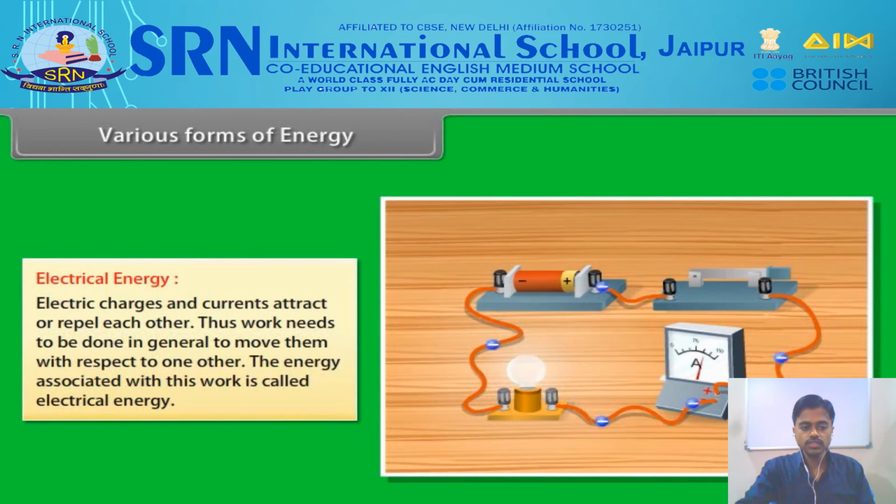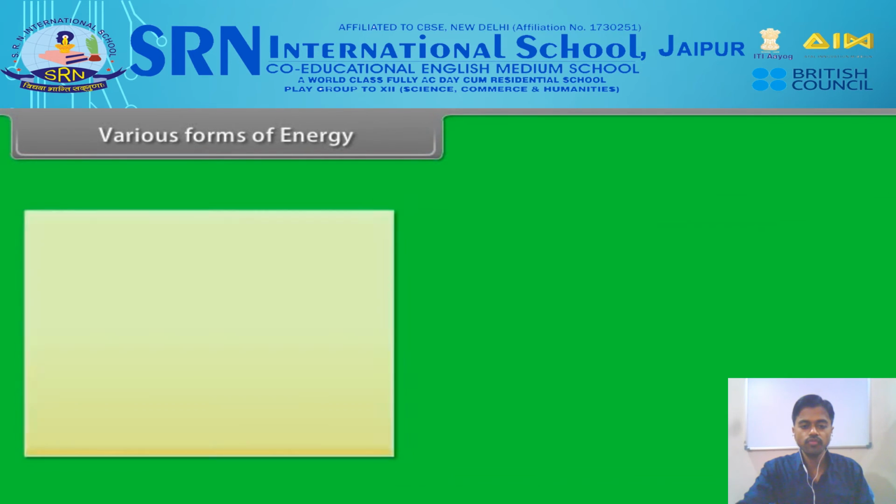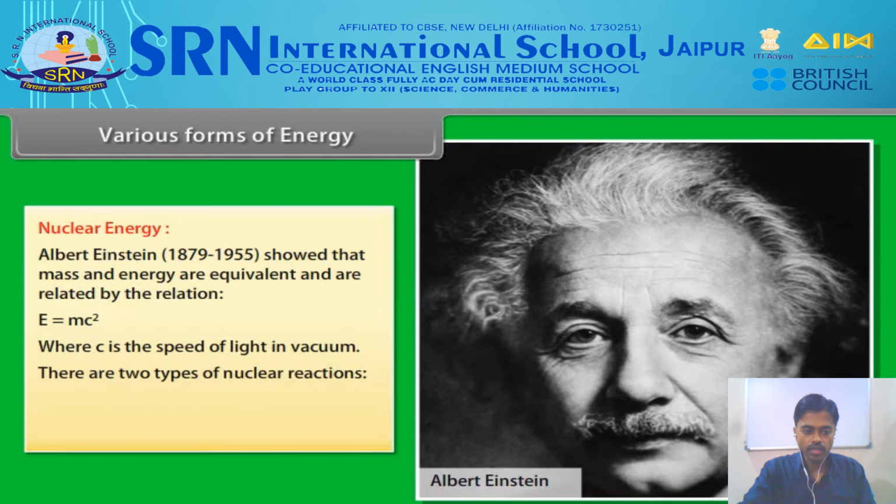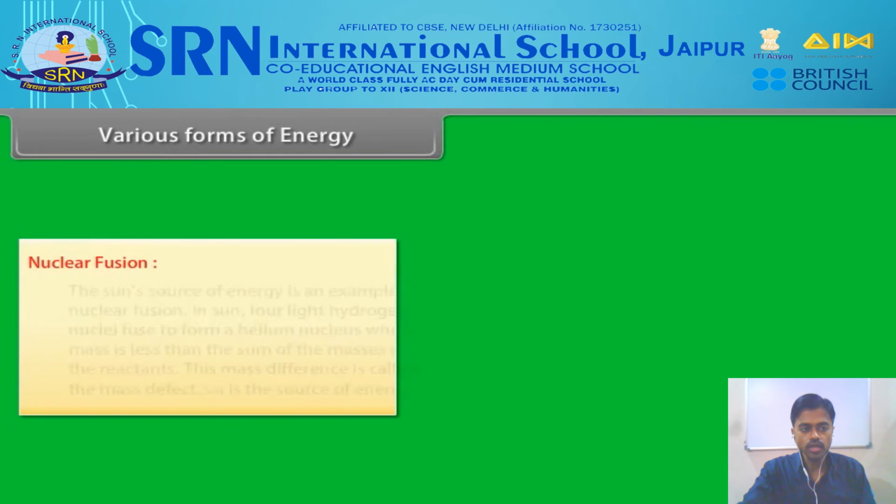The next type of energy is electrical energy. Energy obtained from electricity, that is the motion of electrons, provides us energy. Such type of energy is known as electrical energy. Another type of energy is nuclear energy. Einstein proved that energy is equivalent to mass with the equation E is equal to mc square. It suggests that mass and energy are mutually convertible.